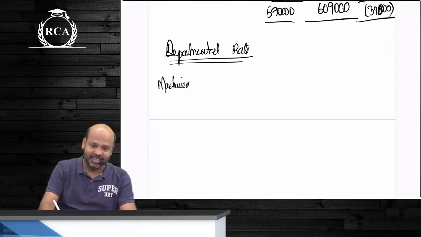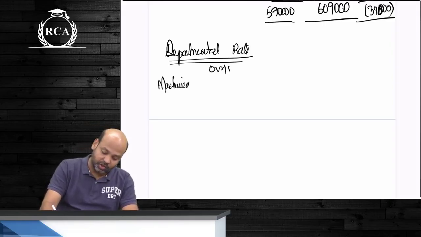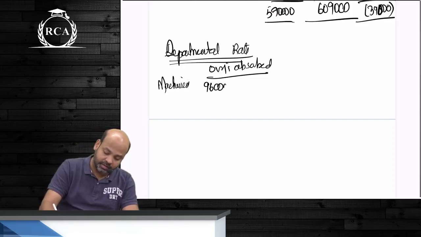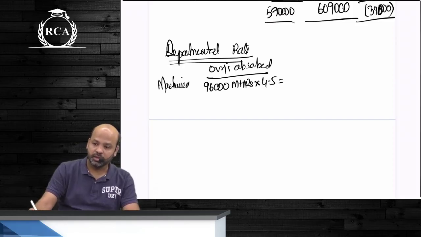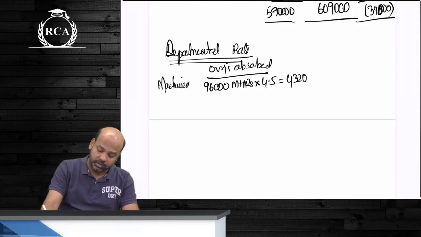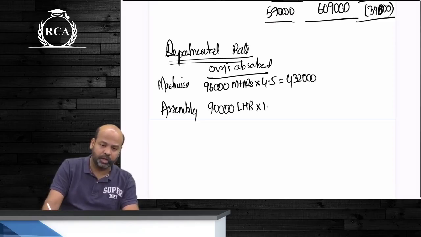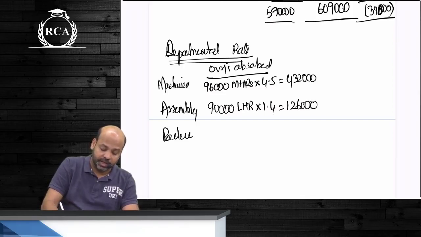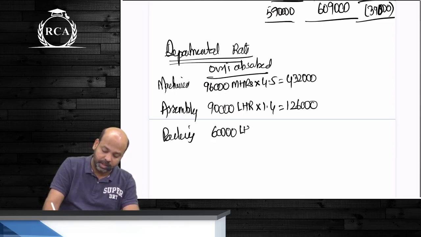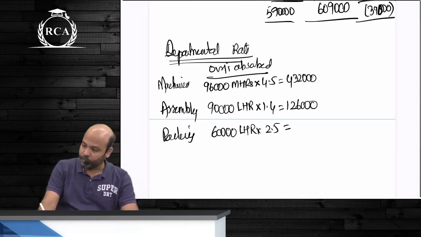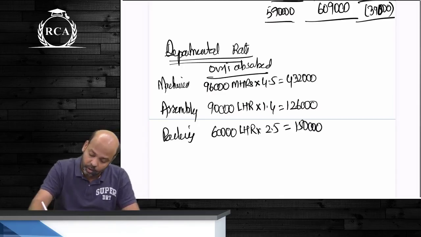Machining department, guys. What will be the amount of overheads absorbed? Can you pick up the actual machine hours? How many machine hours beta actually? 96,000 machine hours. किससे multiply करूँ? 4.5. कितना हो जाएगा? 4,32,000. Assembly department में should I pick up machine hours or labor hours? Labor hours. 90,000 labor hours to be multiplied by 1.4. 1,26,000. Packing department, guys, again labor hours. 60,000 labor hours multiplied by 2.5 beta. 1,50,000.